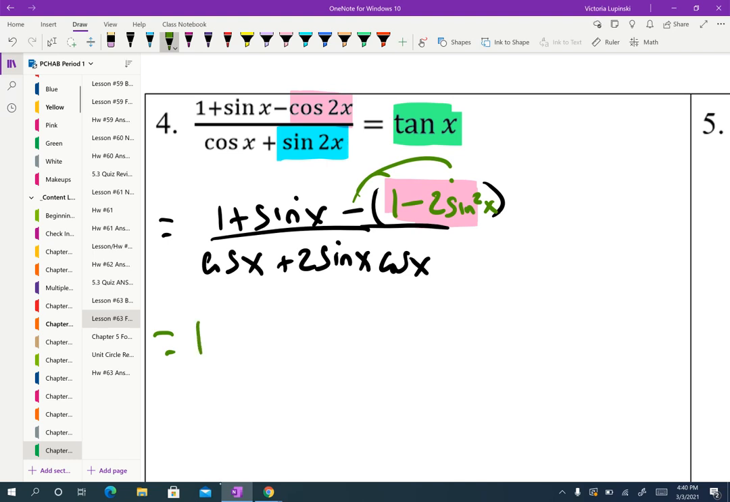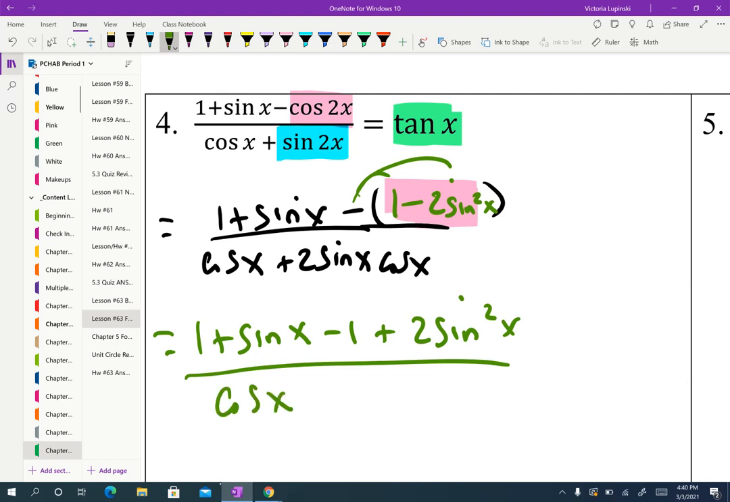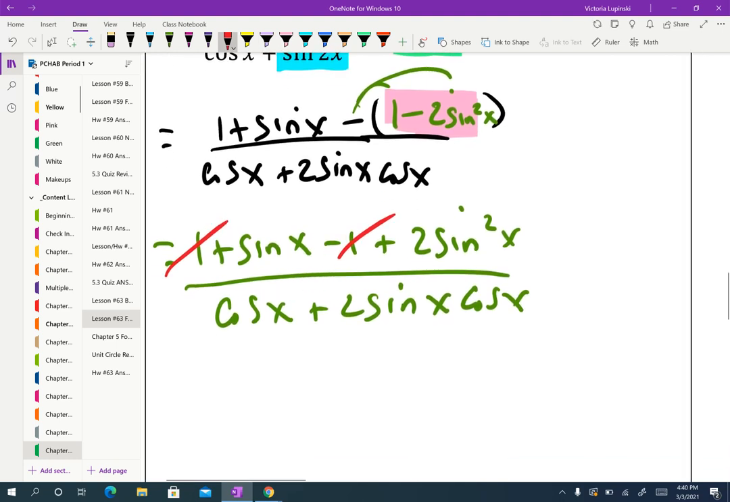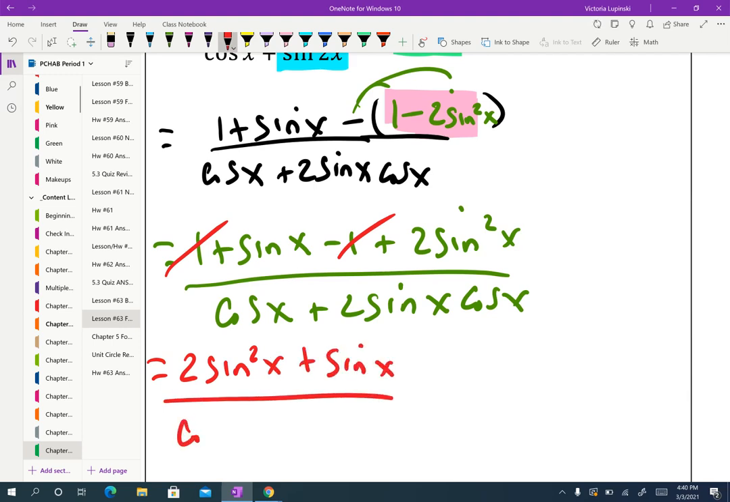So I'm going to go ahead and actually distribute that negative, which will give me 1 plus sine minus 1 plus 2 sine squared all over this big old denominator. Again, what was the whole point of that? I wanted to go ahead and cancel out those ones. So those ones are now gone. That is going to leave me with 2 sine squared plus sine over cos plus 2 sine cos.